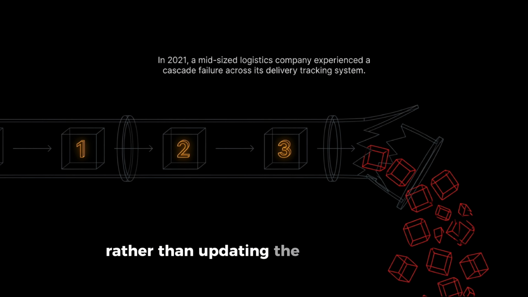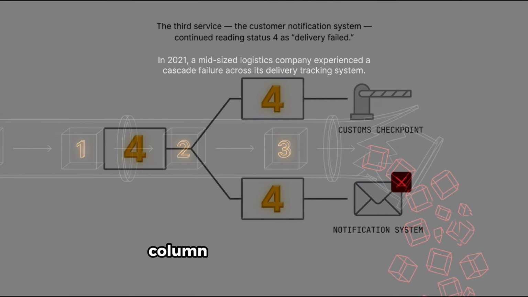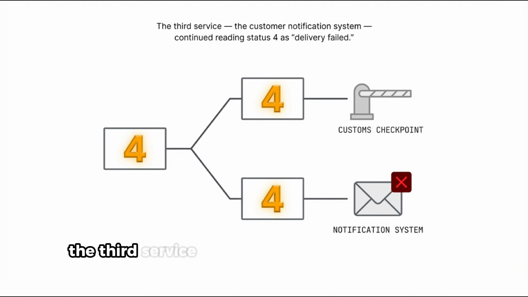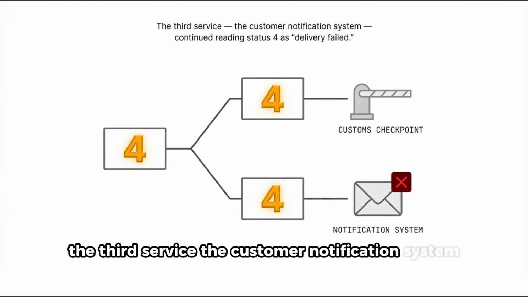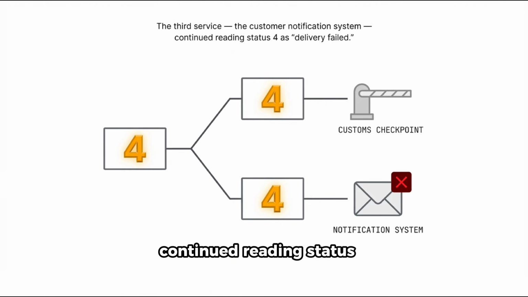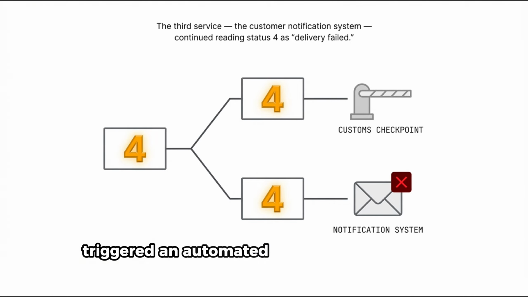Rather than updating the data dictionary or using a new migration, they reused status 4 because the old failed state was being deprecated. They updated the application code in 2 of the 3 services that read the status column. They missed the third. The third service, the customer notification system, continued reading status 4 as delivery failed. For 2 years, every shipment held at customs triggered an automated email to the customer saying their delivery had failed.